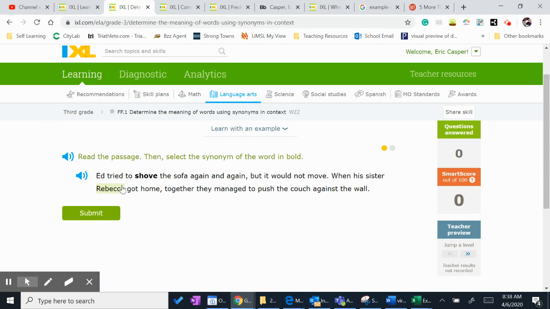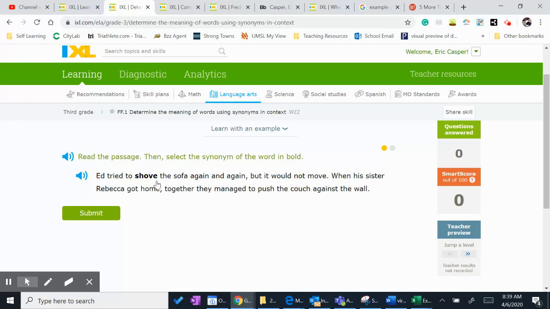So we can find out what this word means by finding a synonym in another part of the sentence. So let's read this. Ed tried to shove the sofa again and again, but it would not move. When his sister Rebecca got home, together they managed to push the couch against the wall. So where would the synonym be? It says, read the passage and select the synonym of the word in bold.